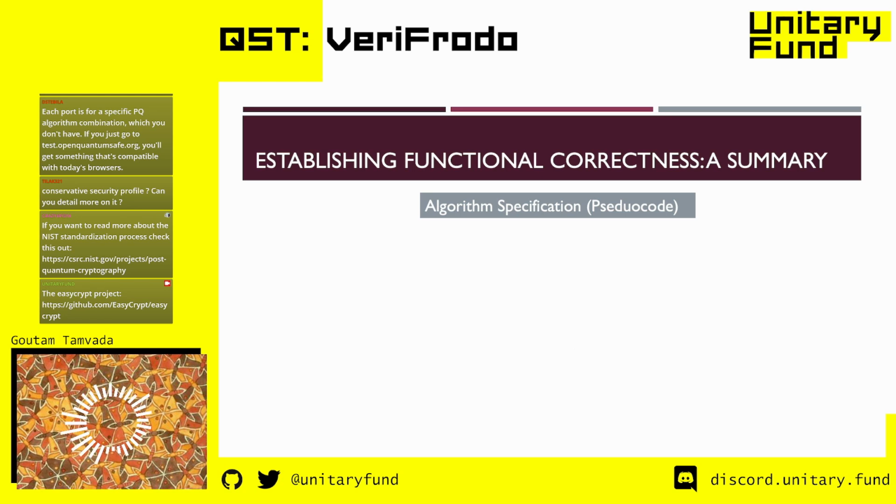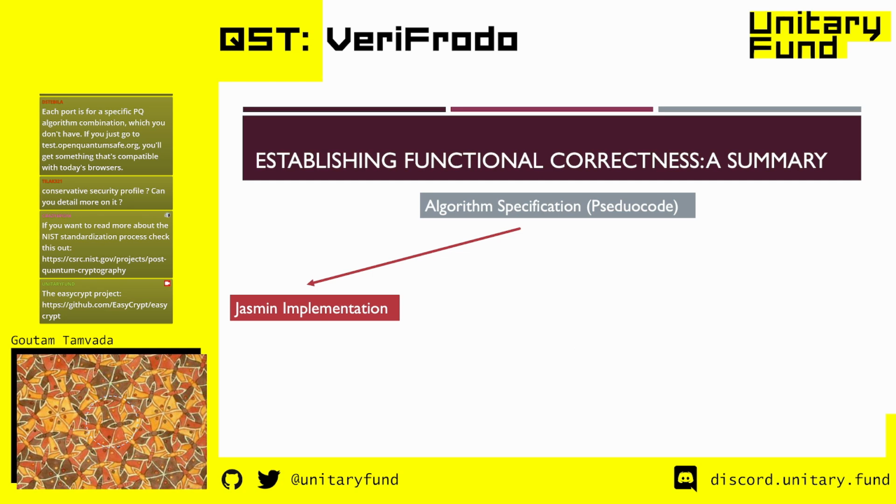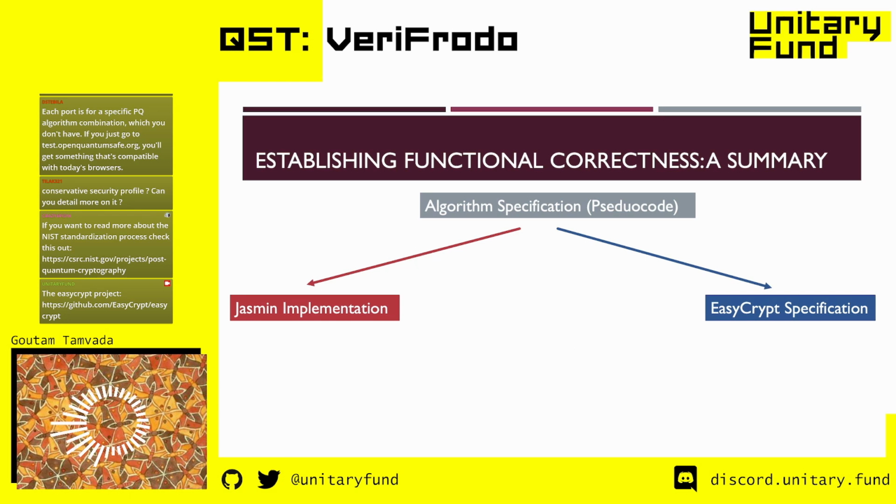Then we take this algorithm specification and, by hand, try to write out an implementation in Jasmin. Also in parallel, we try to produce a specification in EasyCrypt. That doesn't necessarily have to be line by line EasyCrypt code. It could just mean correctness conditions, or lemmas or theorems for how the implementation should behave. In trying to establish functional correctness, we want to bridge the gap between the more concrete Jasmin implementation and the more abstract EasyCrypt specification.